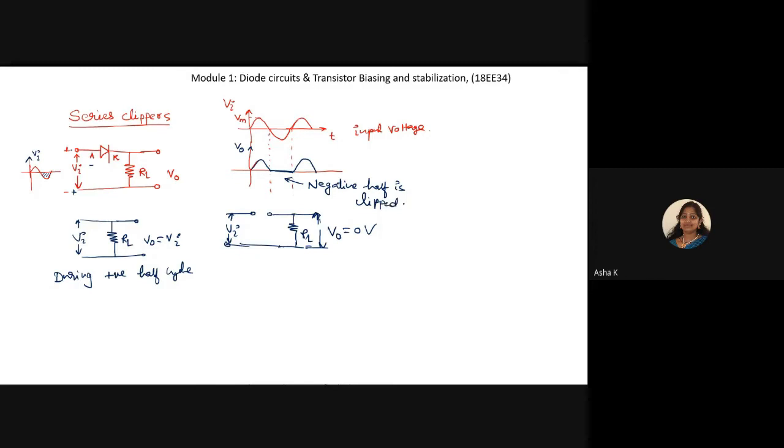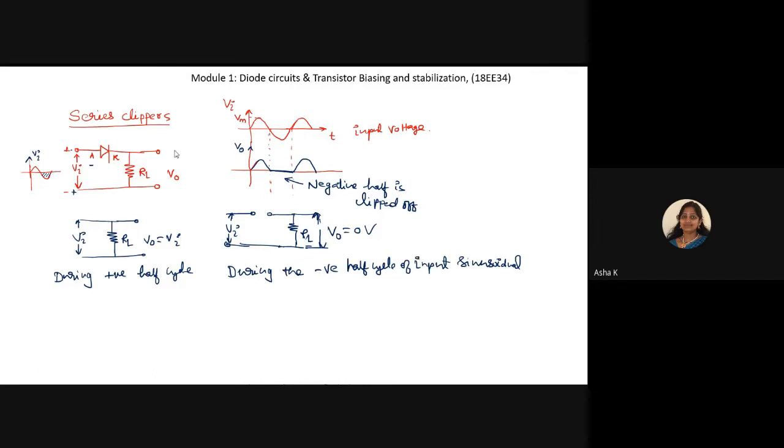We are removing this. In some communication applications, if we don't want some portion of the input waveform, we remove it in this way. This equivalent circuit is for the negative half cycle of the input sinusoidal wave. If they ask for a rectangular, square or triangular wave, just change the pattern to a triangle or a square wave. The waveform will change, that's all.